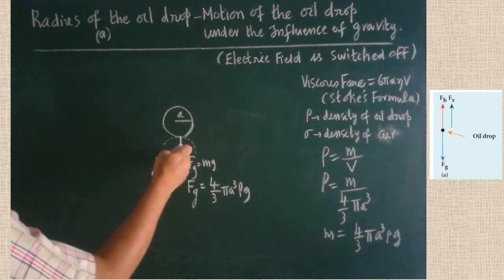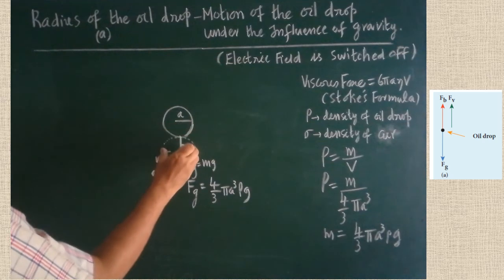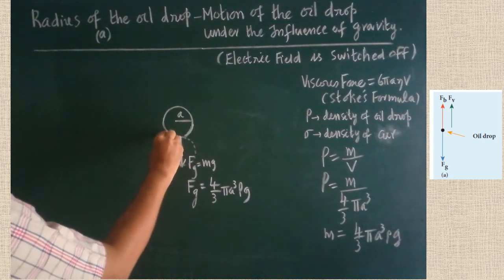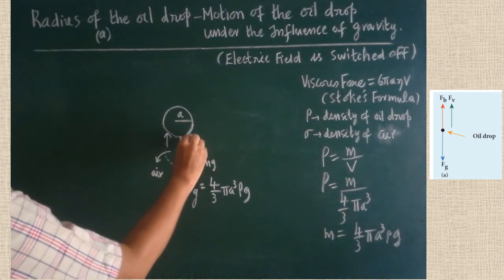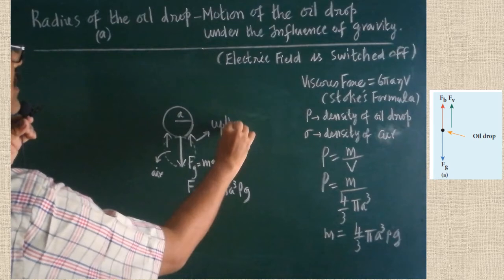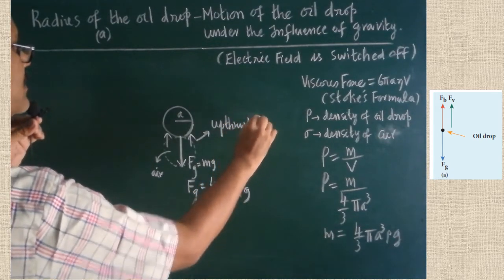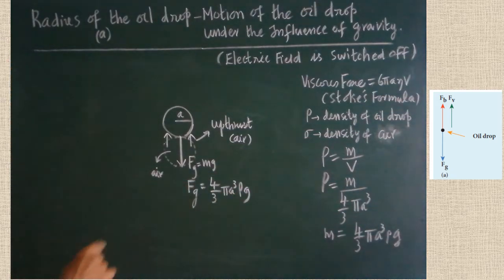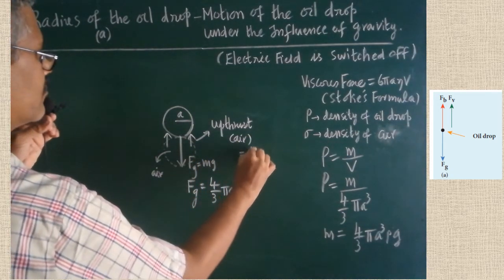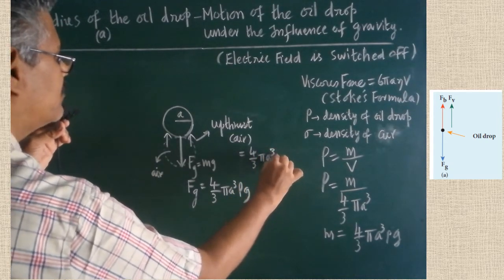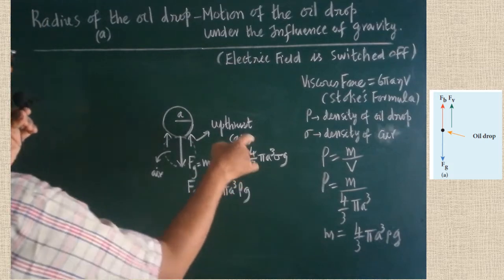When it is descending down, an equal volume of air is displaced. Therefore, the air will apply an upward force. This is called upthrust. This upward force, the upthrust acting on the oil drop, is due to air. Air density must be taken as sigma. The upthrust can be written as 4/3 pi a cube sigma g. So this is the expression for upthrust.